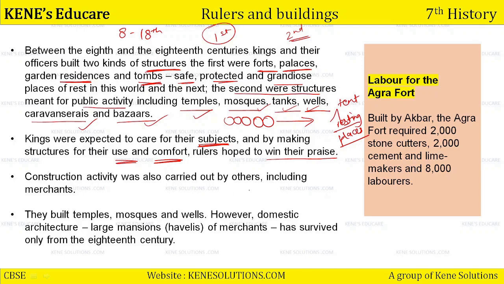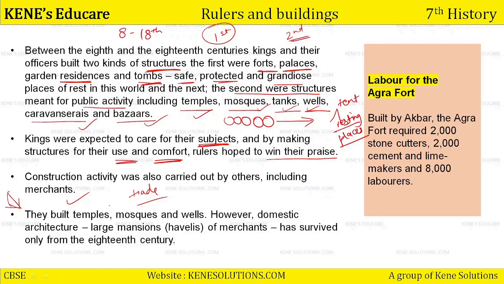Construction activity was also carried out by others, including merchants. Merchants भी कुछ construction activity करवाते रहते थे on the orders of the king. Okay, to maintain the bazaar, to maintain the trade activity, right? For all these purposes, the construction activity was carried on by merchants. They built temples, mosques, and wells.